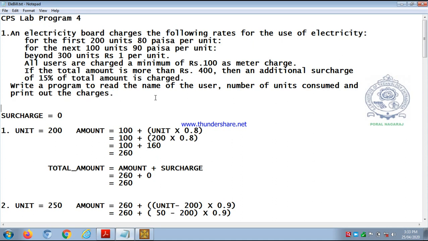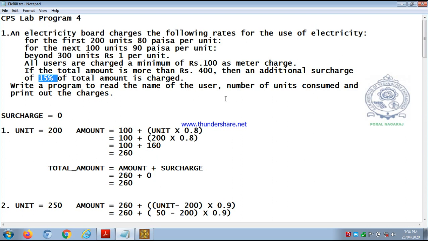So try to understand the problem carefully. For up to the first 200 units 80 paisa per unit, and for the next subsequent 100 units 90 paisa per unit, means from 201 to 300 it is 90 paisa. Then beyond 300 units rupees 1 per unit. All users are charged a minimum of rupees 100 as meter charge, and if the total amount is more than rupees 400, then a surcharge is levied. A 15% surcharge has to be paid on the total amount.